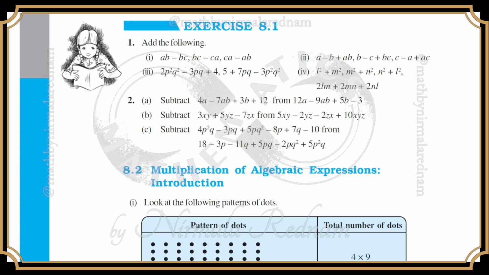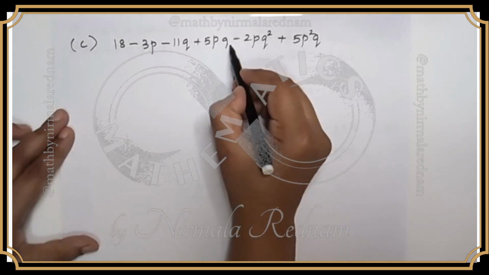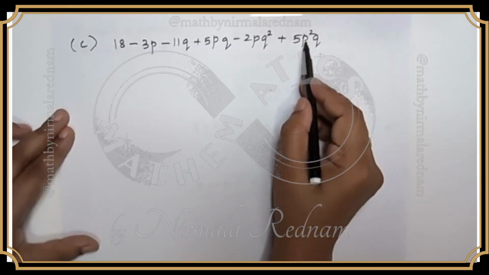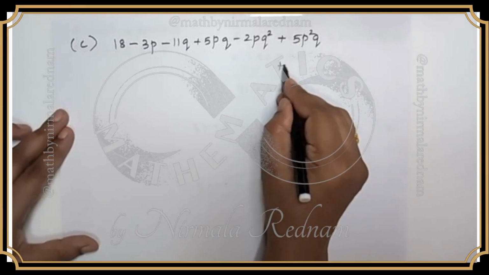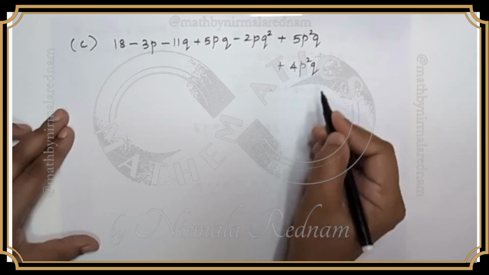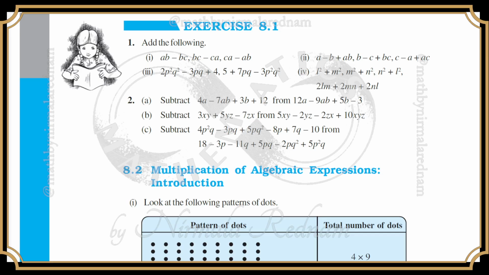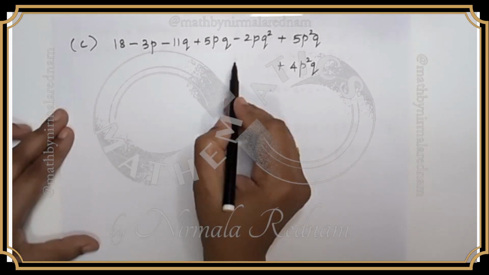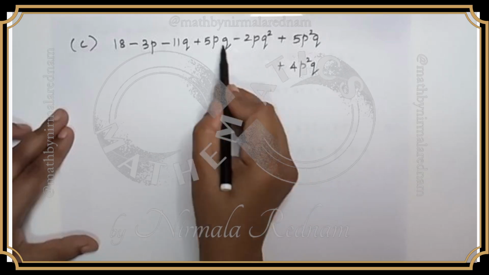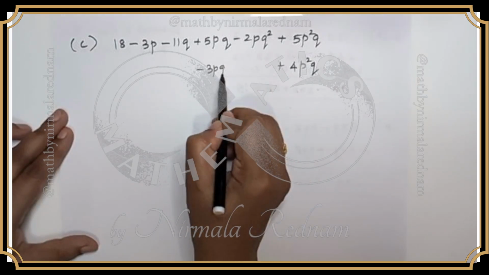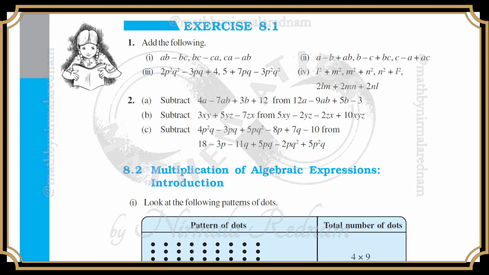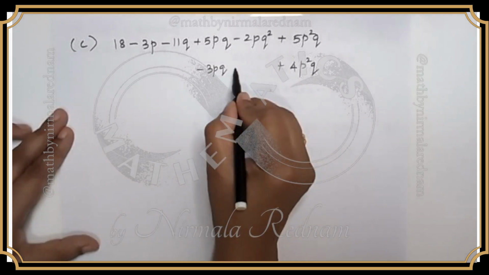And now I'm going to write the second expression by carefully aligning these terms given. 4p square q. Okay. Now where do I write 4p square q? It's a p square q term. So I have to write it below this. I'm going to write it as plus 4p square q. Second term in my first expression is minus 3pq. Be very careful with the signs. Here it's a plus and here it's a minus. Okay. Minus 3pq. After that I have plus 5pq square.